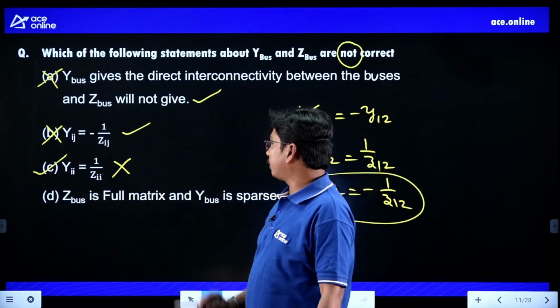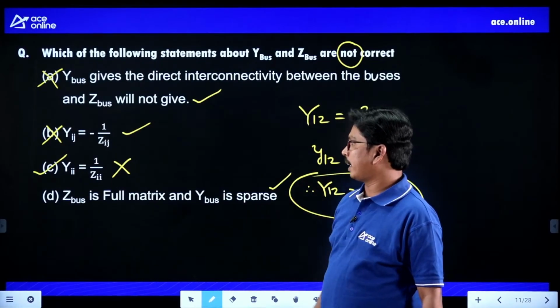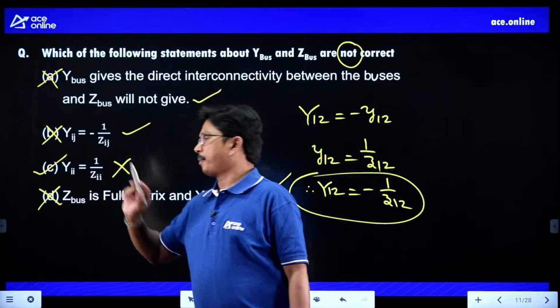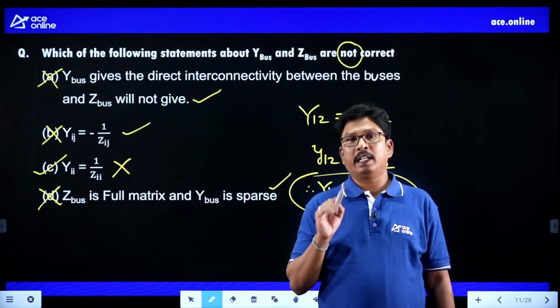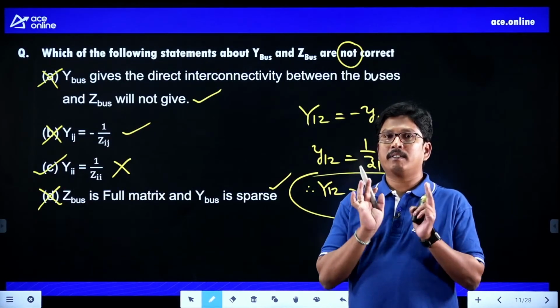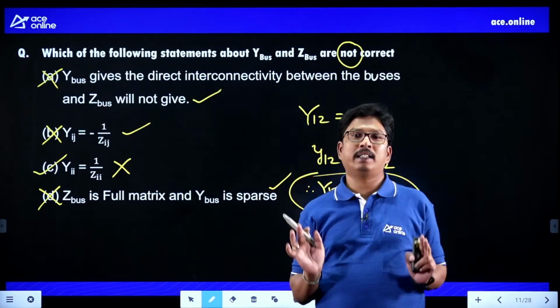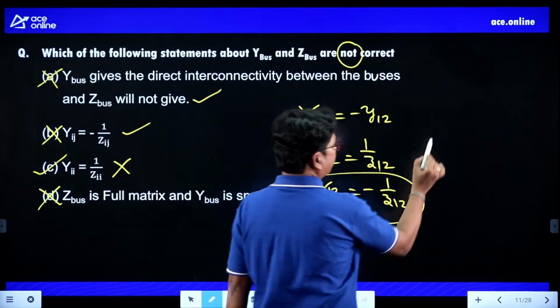And Z bus is a full matrix, whereas Y bus is a sparse matrix. This statement is correct, and it is not the correct one. So if you want to calculate the Yii element, inverse of Zii is not true. Yii is addition of all the admittances connected to that bus. So one statement you can understand here, students.